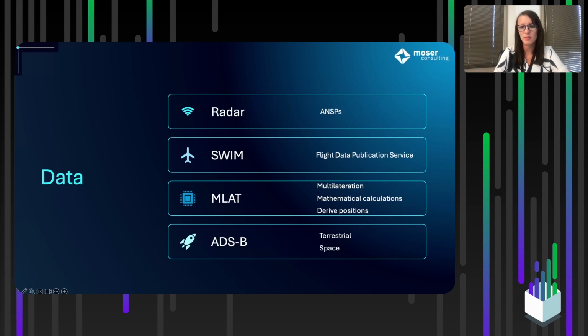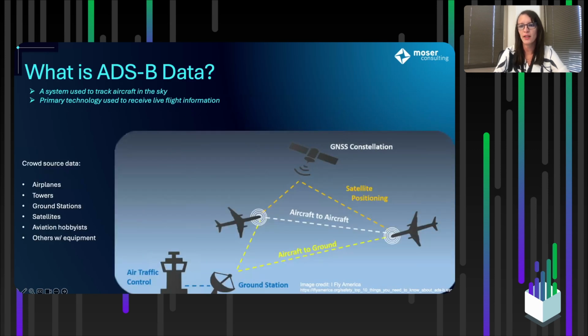Fourth is ADS-B. Real-time ADS-B is now the preferred method of surveillance for air traffic control, and we will do a deeper dive into this data. What is ADS-B? At the highest level, it's a system used to track aircraft in the sky. It's broadcast directly from the aircraft themselves, and it is currently the primary technology used to receive live flight information.